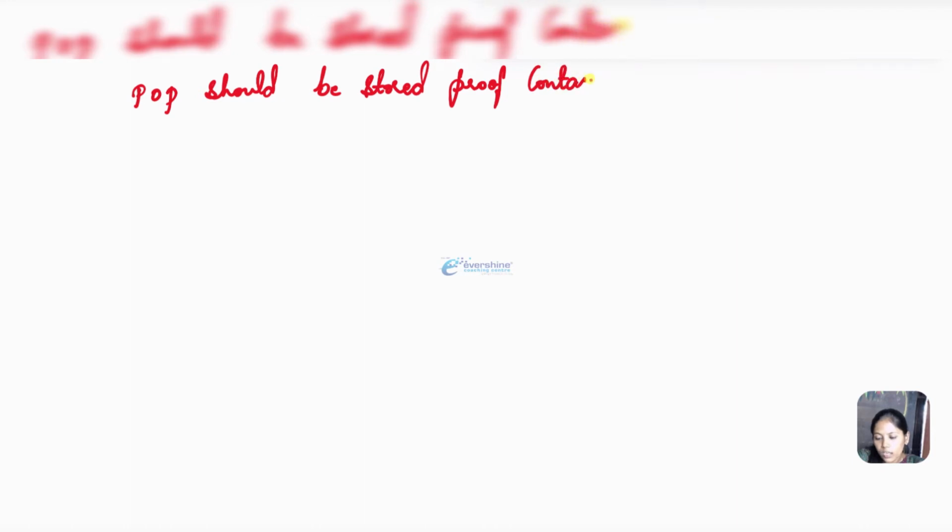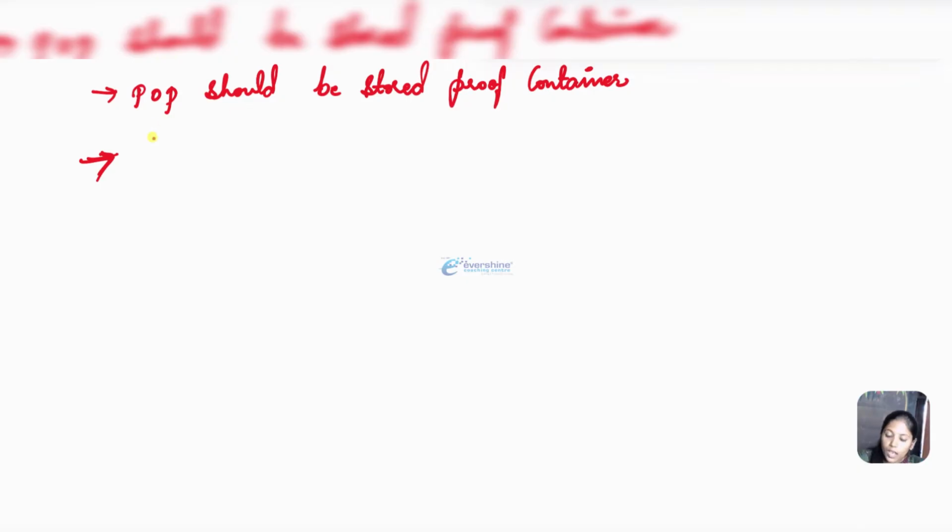Okay, this is all important topic. And one more important question I told you, why should POP be stored in a moisture proof container? If it is kept outside, it will react with moisture and it will become very hard, and that will become useless. That is why we should always store the POP in a moisture proof container.